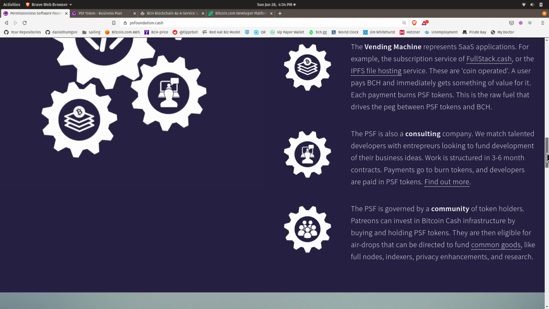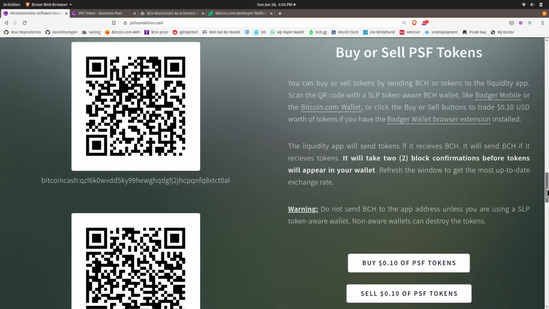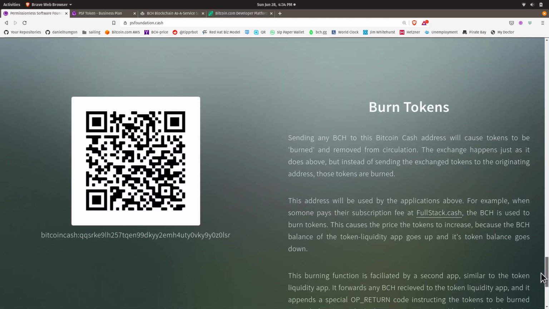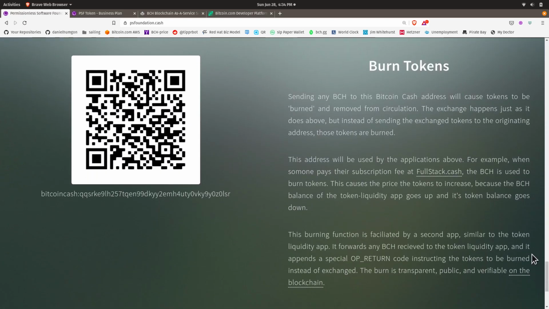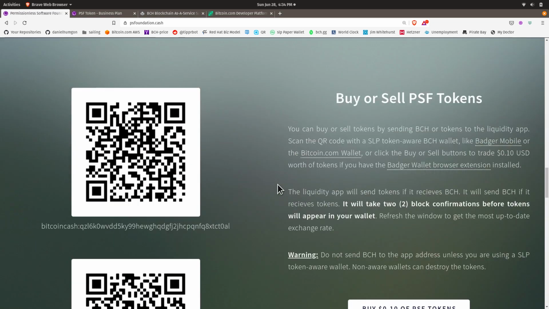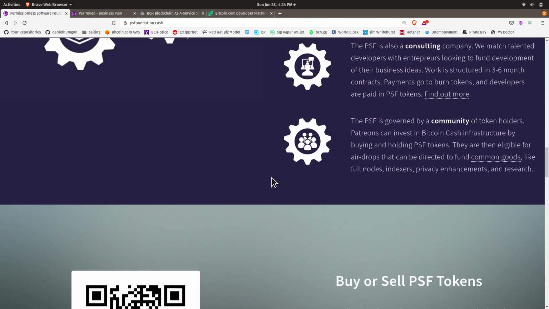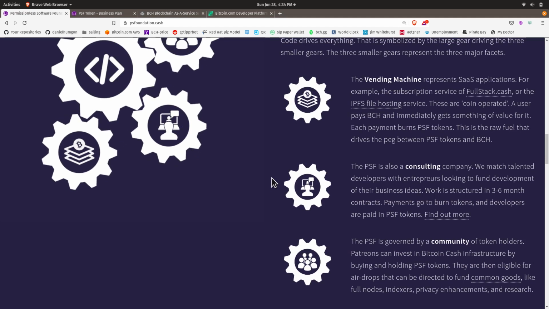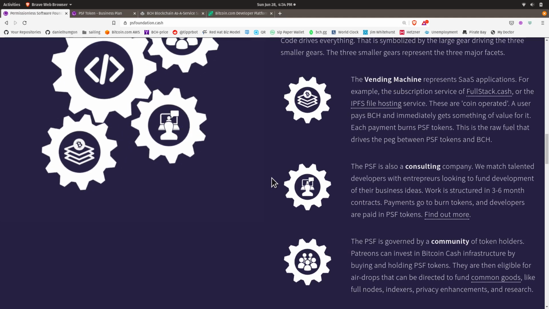And just to drill down a little more on the burning, if you scroll down to the bottom, there's a section here that explains the token burning, and this is the burn address. So any Bitcoin Cash sent to this address will burn the tokens rather than exchange the tokens. And by burn, I simply mean take the tokens out of circulation. Nothing is actually irreparably lost.